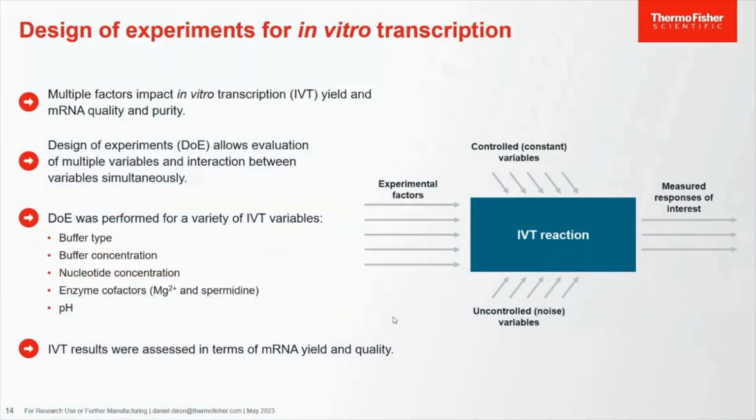In order to optimize parameters for IVT, or in vitro transcription, the R&D department within Thermo Fisher Scientific conducted a design of experiment, or DOE, to assess multiple parameters in the IVT process and see how those parameters interact. The parameters were buffer type, buffer concentration, nucleotide concentration, enzyme cofactors like magnesium and spermidine, and pH. The measure of response for the IVT was mRNA yield and mRNA quality.